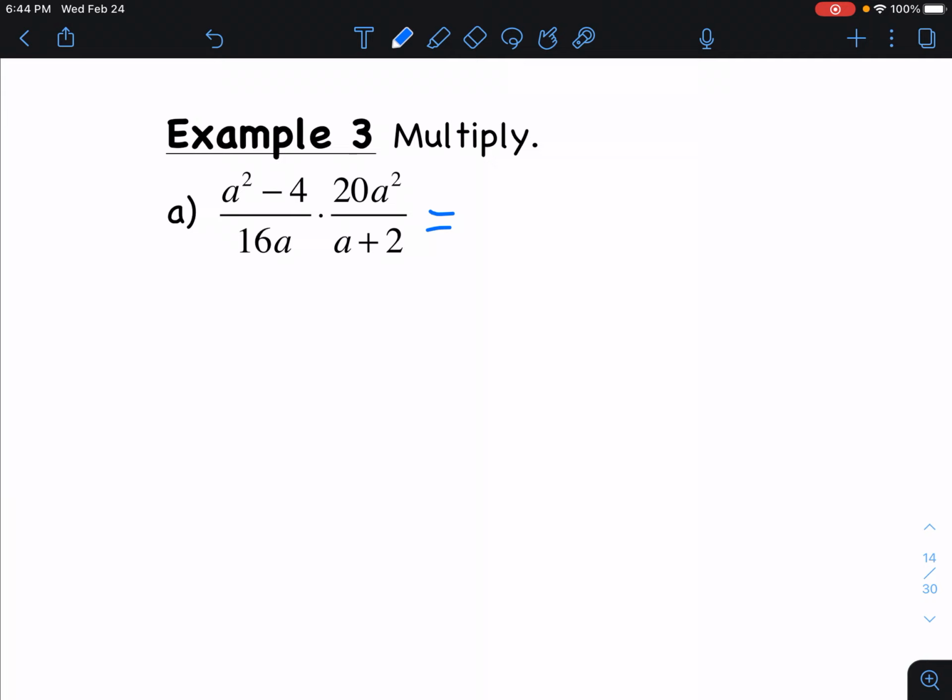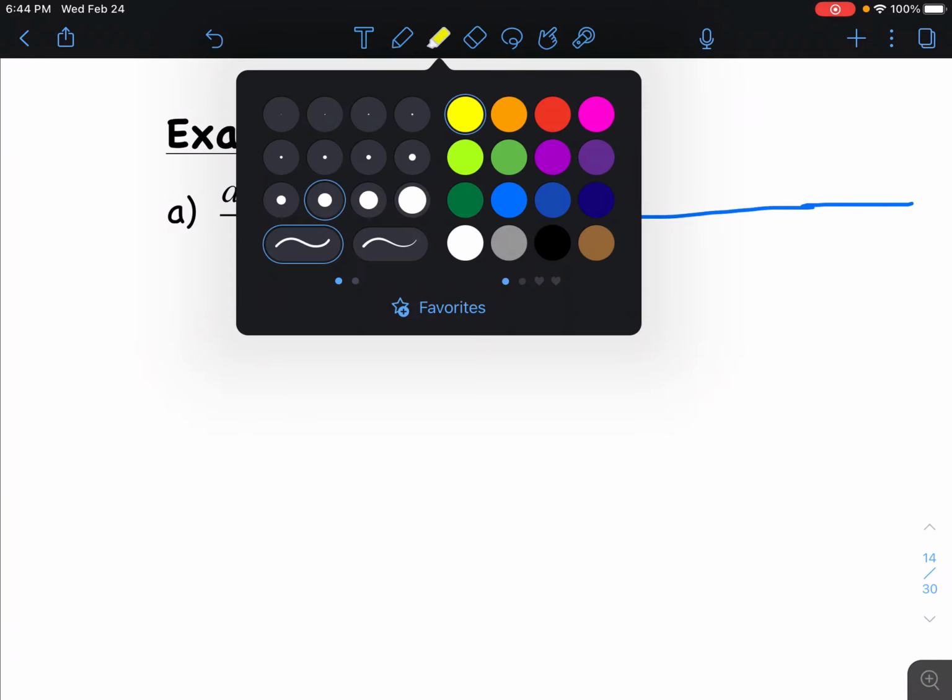So we have one fraction multiplied by another. Here's what I have people do. I have them form one big fraction, and then I'm going to factor everything. So let me color code here.